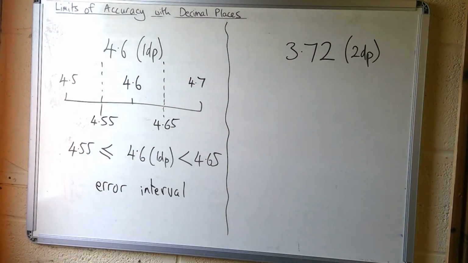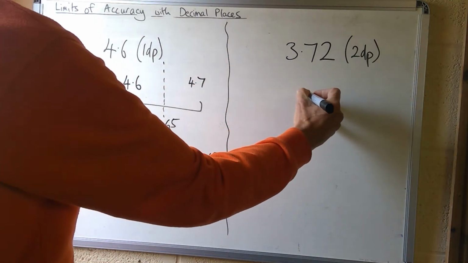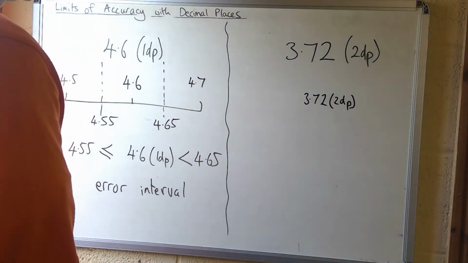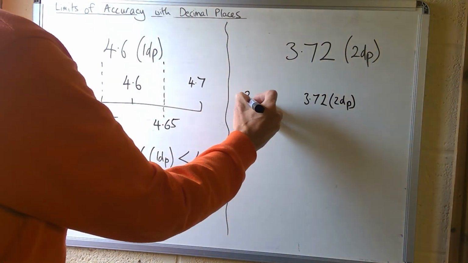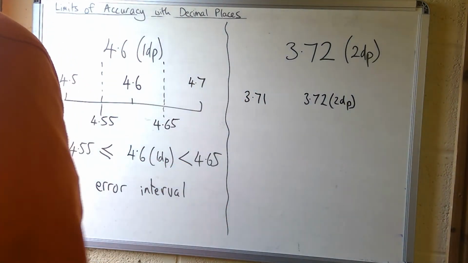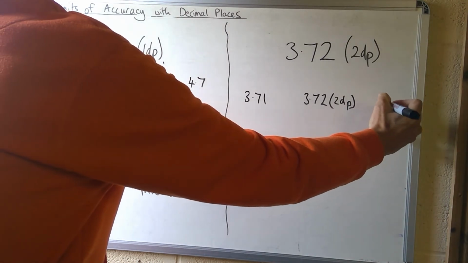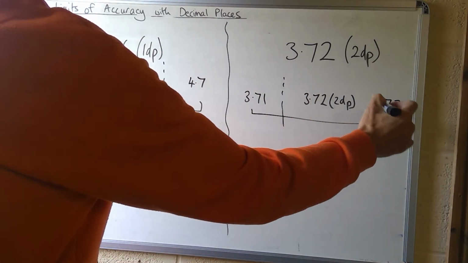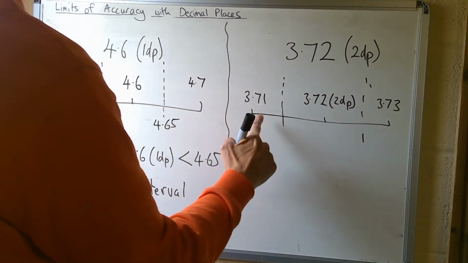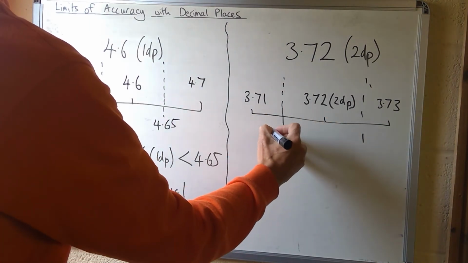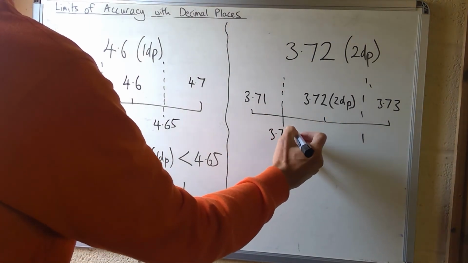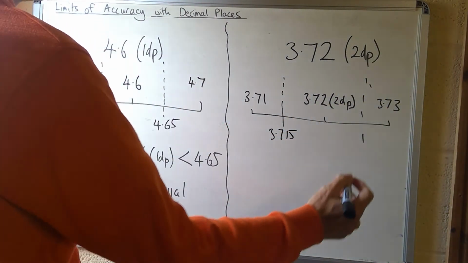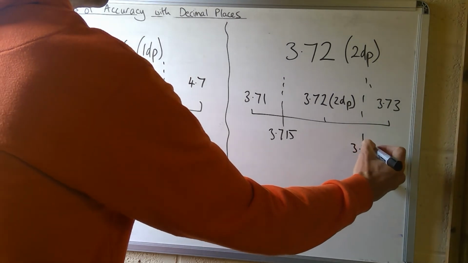Second example, very similar, but this time I've got 3.72 and that's been rounded to two decimal places. So 3.72, the previous two decimal place number would be 3.71. The next two decimal place number will be 3.73. Once again, we look at this as a scale, and halfway between 3.71 and 3.72 will be 3.715. That's the lower bound. Halfway between 3.72 and 3.73 is 3.725.